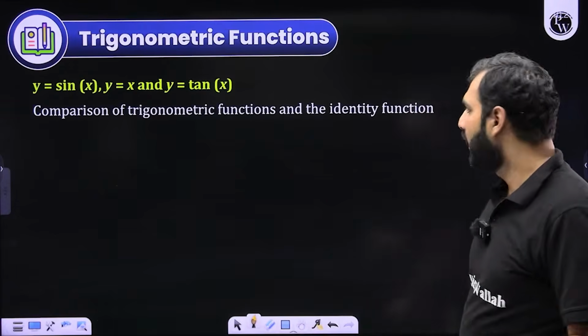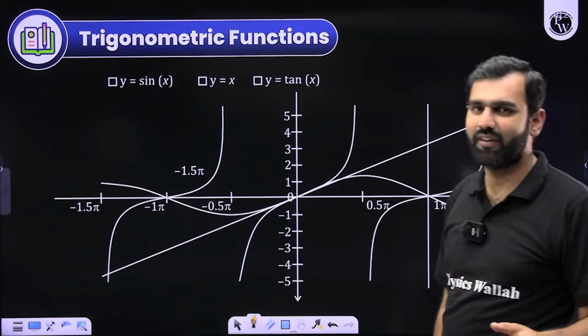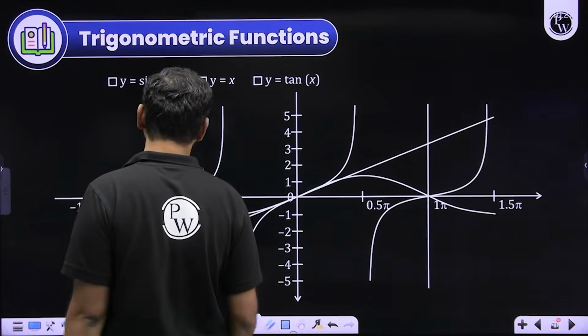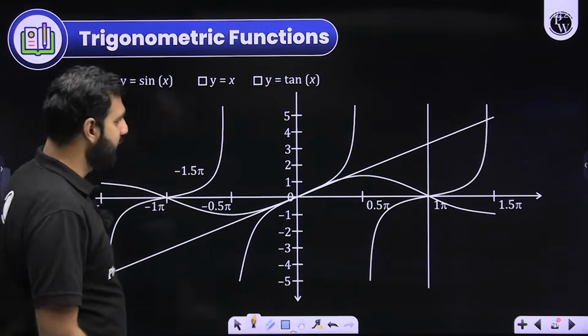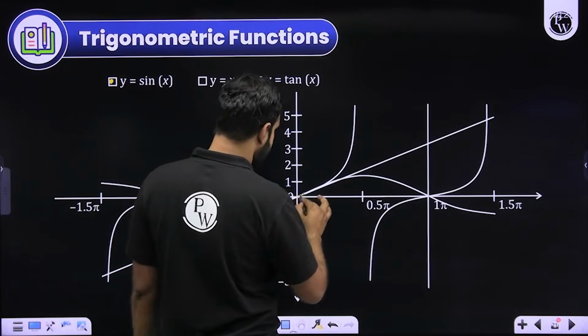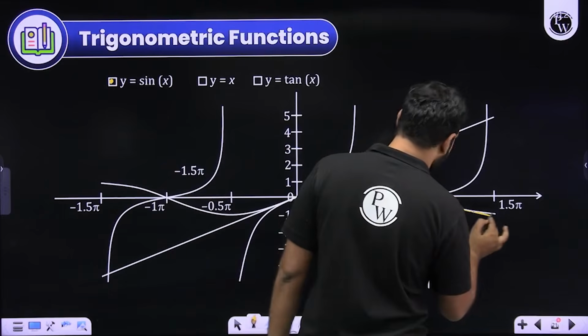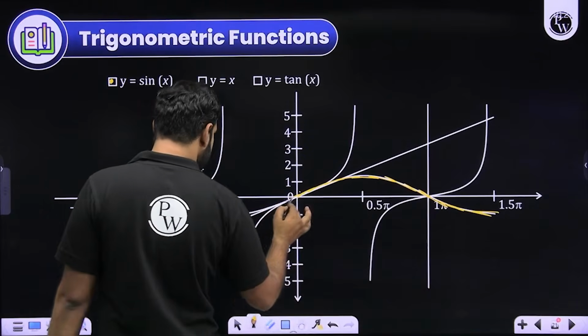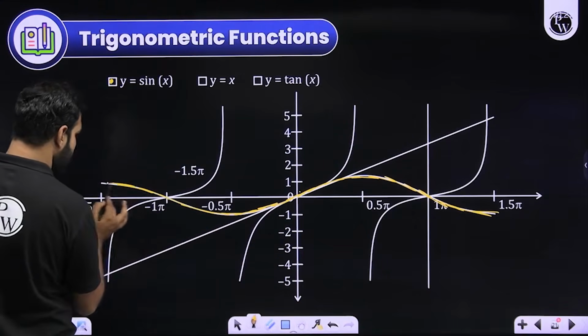Now, one more thing is there. If I were to compare the graph of sin x, tan x, and y equals x, I'll just draw 3 lines. I'll use yellow color for the graph of sin x. So I'm drawing the graph of sin x here. This is how you draw the graph of sin x. This yellow colored line is showing you the graph of sin x. I hope there is no confusion on it.